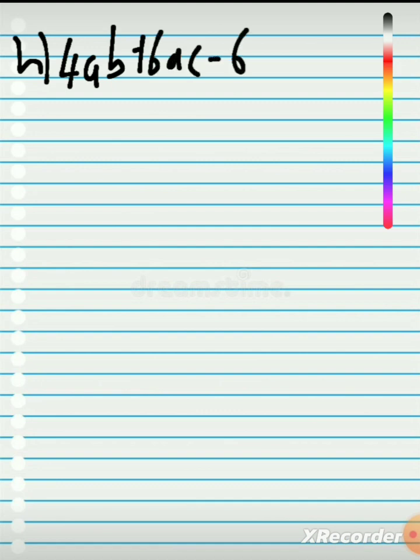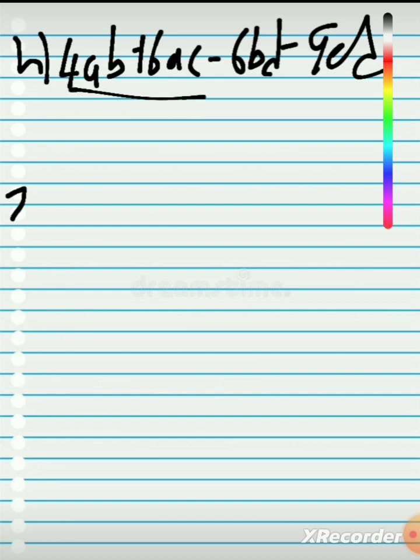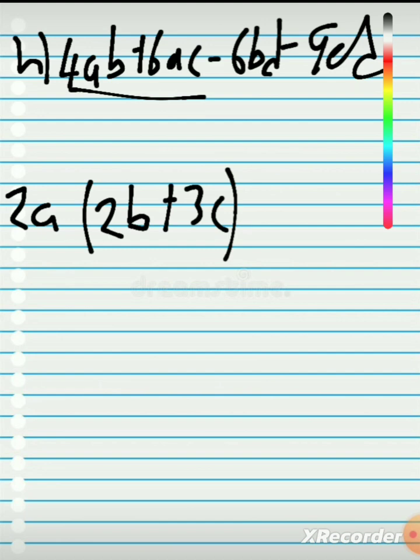We got question H, which is the same type of question. H says 4ab plus 6ac minus 6bd minus 9cd. Okay, so here what's common, we can see 2 there and a. So 4ab divided by 2a is going to be 2b, plus 6ac divided by 2a is going to be 3c. This side, what's common, 6 and 9, we can see that negative 3 is common there and d.